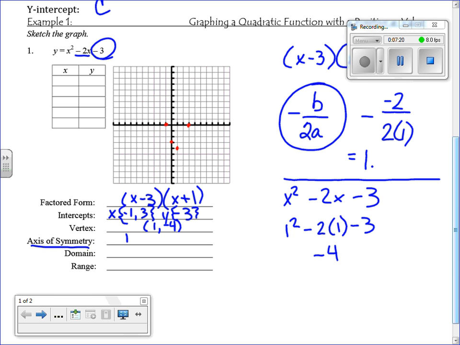So let's go ahead and put some of these points in here. I have negative 1, 0. I'm looking at my zeros. I have 3, 0. Then 0, negative 3. That's my y-intercept. So these were my x-intercepts. This is my y-intercept. This next one is my vertex.